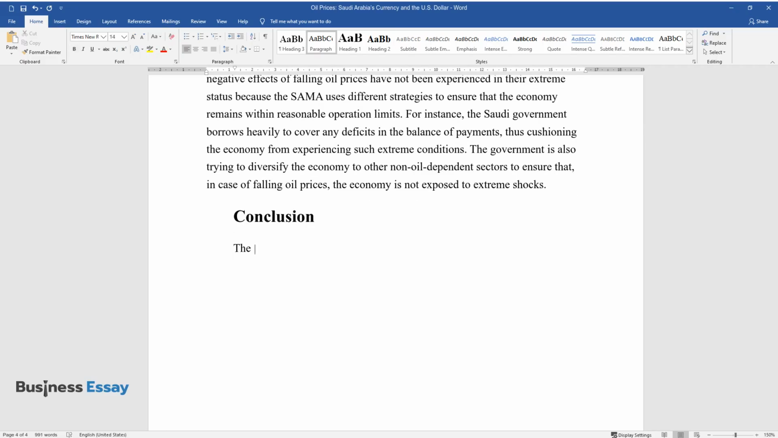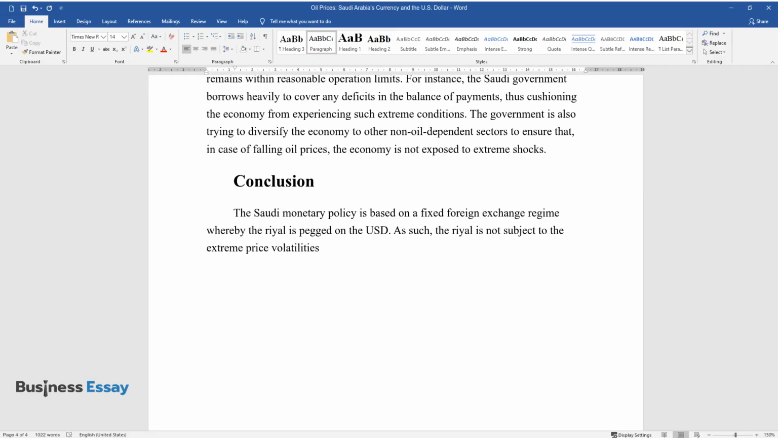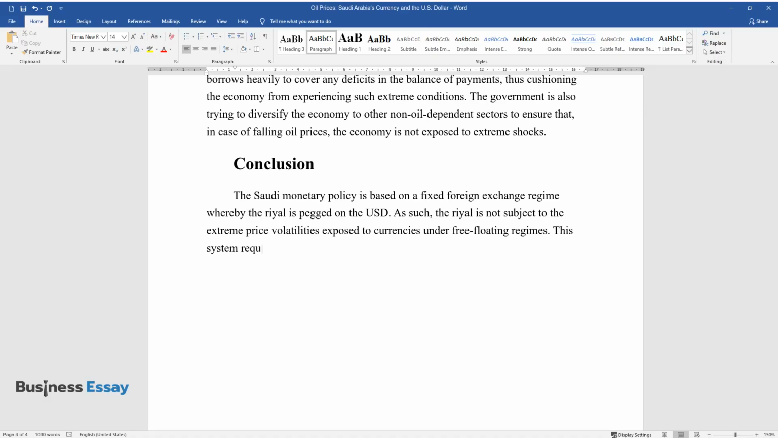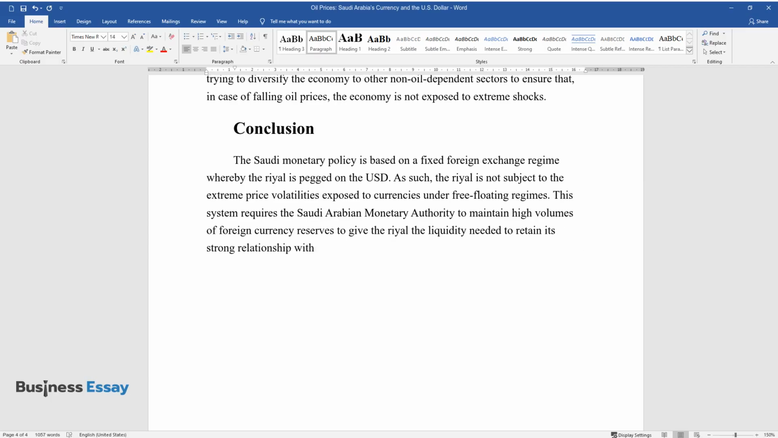Conclusion. The Saudi monetary policy is based on a fixed foreign exchange regime whereby the riyal is pegged to the USD. As such, the riyal is not subject to the extreme price volatilities exposed to currencies under free-floating regimes. This system requires the Saudi Arabian Monetary Authority to maintain high volumes of foreign currency reserves to give the riyal the liquidity needed to retain its strong relationship with the USD.